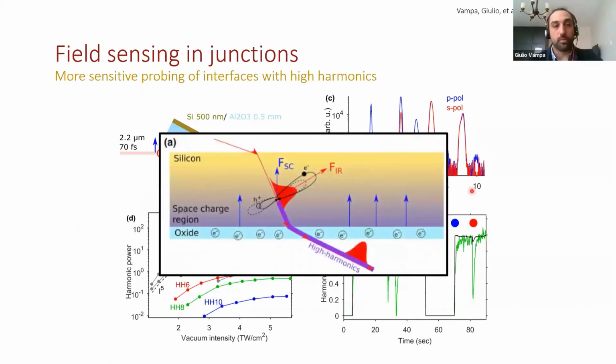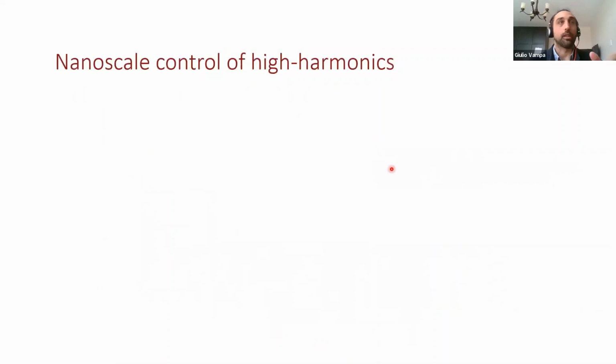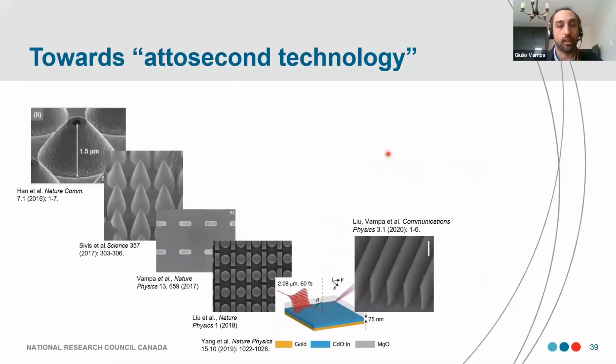And of course, you could do it with space charge, but I really want to go now to the last part of my talk, because I think my time is about to run out. Nanoscale control of high harmonics. And I believe this is a great way to sort of merge with other fields of science which weren't touched by attoseconds whatsoever, and sort of gives us an idea of what we could do towards attosecond technology.